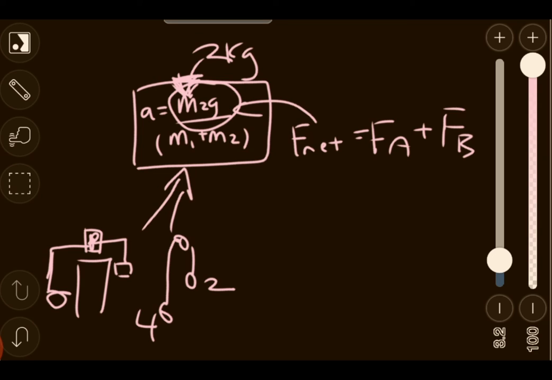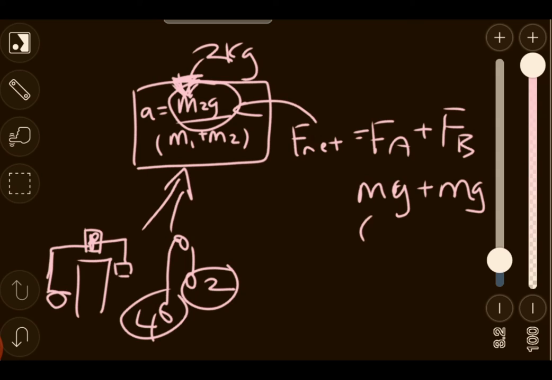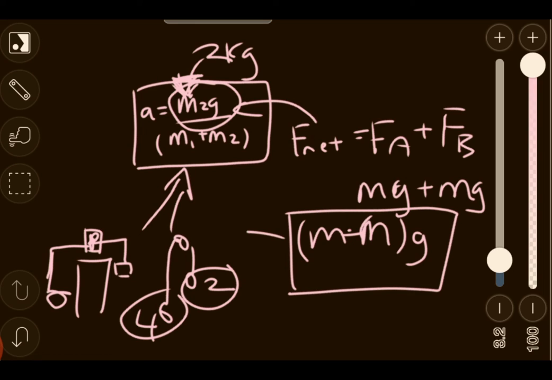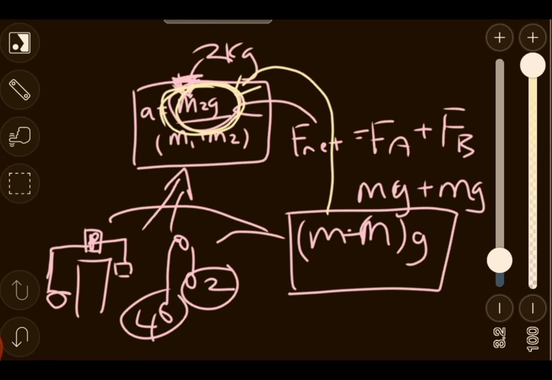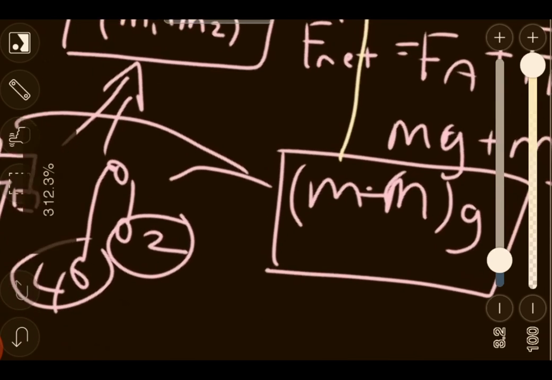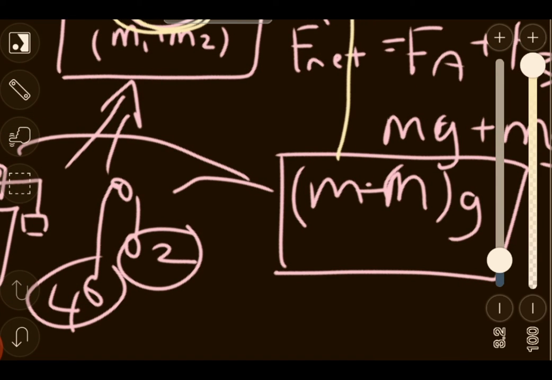But now here it's going to be mg plus mg because of the two masses we have here. And to factor that out, it's going to be mass minus mass times gravity. And in these cases where there are two objects on the pulley system, instead of mass 2 times gravity, it's going to be mass 2 minus mass 1 times gravity, or mass 1 minus mass 2, because we're looking for the difference in the mass that is causing the acceleration.